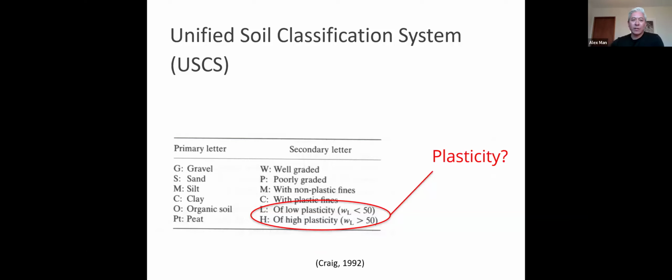So back to plasticity, what does that mean? Plastic behavior means that it will hold its shape after being deformed. In contrast, elastic behavior means that it'll rebound to its original shape. Okay, so we're looking at basically deforming a sample of soil, and does it hold its shape after? So clays and silts can have some plasticity.